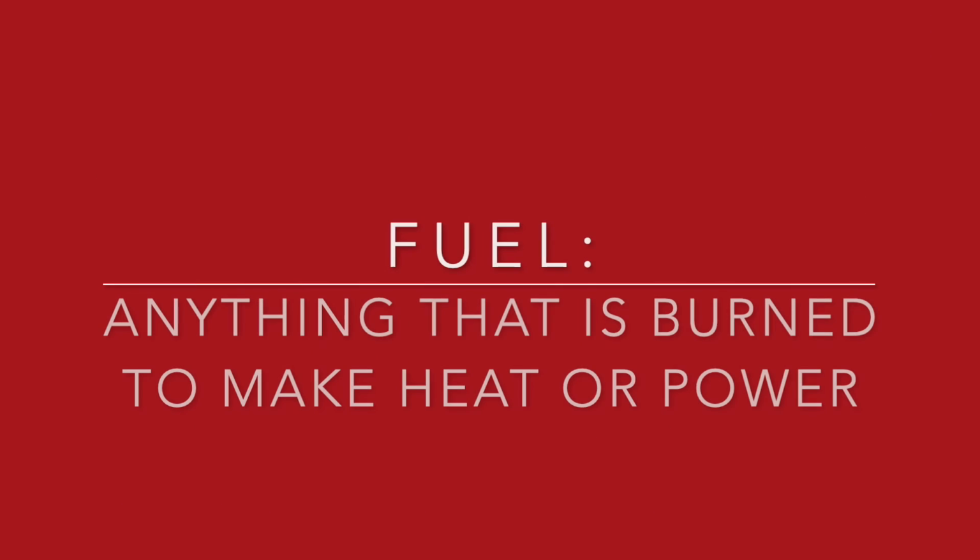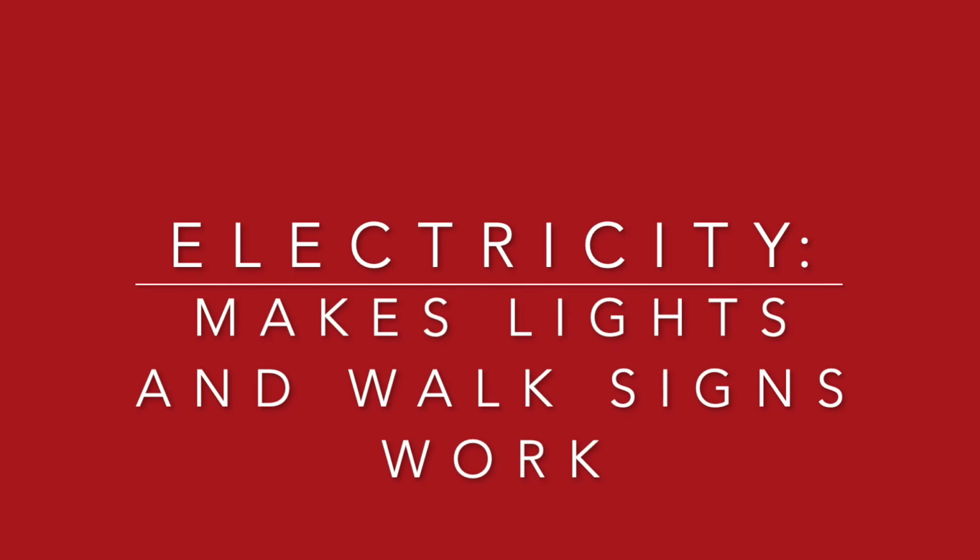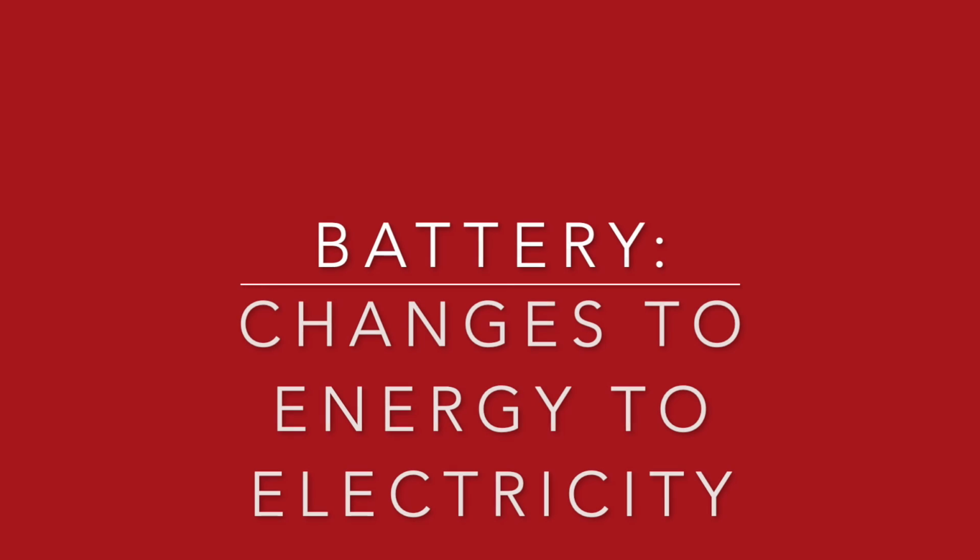So the key words that we learned today are fuel. So fuel is anything that is burned to make heat or power. Electricity. It makes lights and walk signs work. And the last word that we learned today is a battery. A battery changes the energy to electricity. So then toys or other things have the option to move and work.